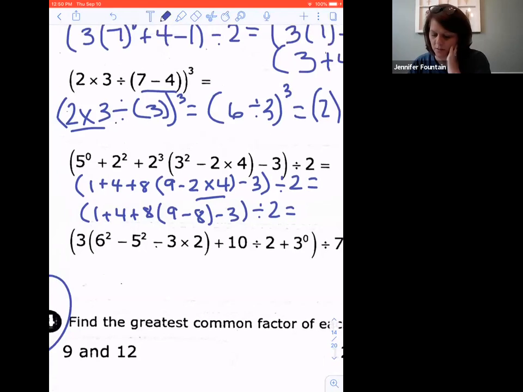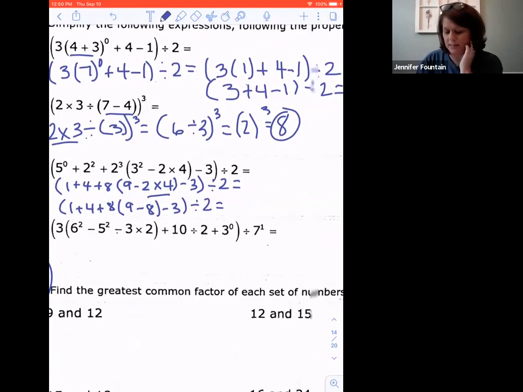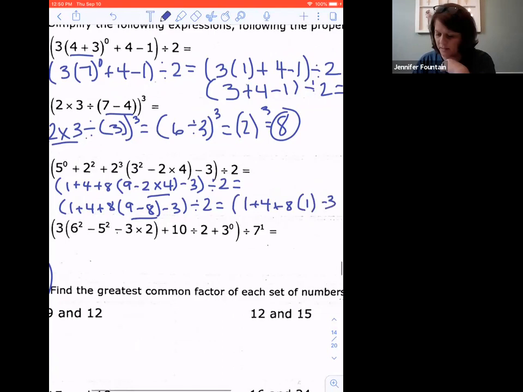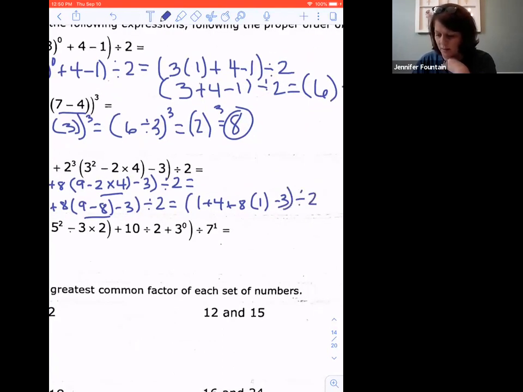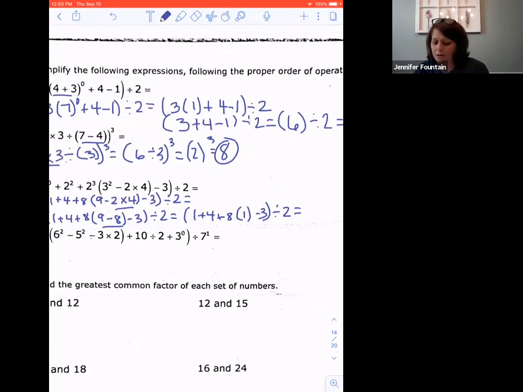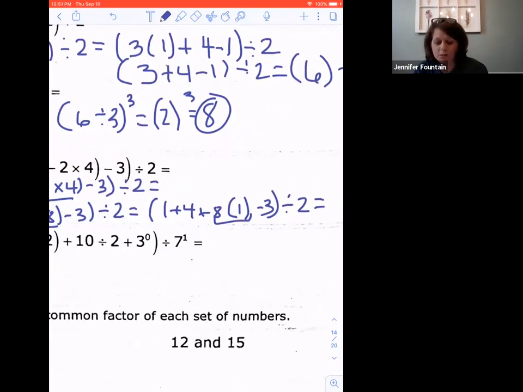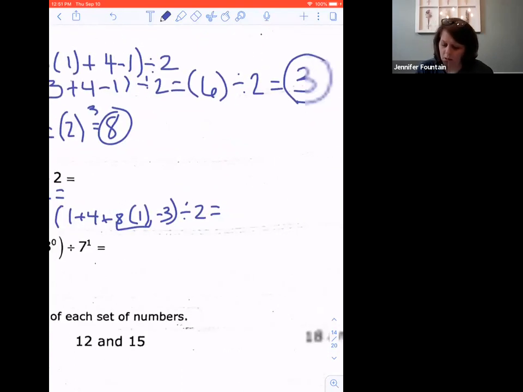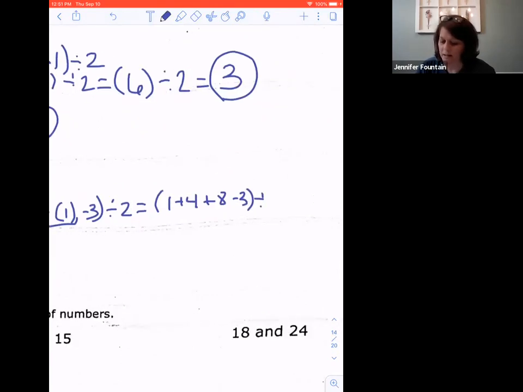Okay, we're going to keep on going. So inside those parentheses, I have 9 minus 8, so that's going to be 1. So I'm going to have 1 plus 4 plus 8 times 1 minus 3 in my parentheses, divided by 2. All righty. So what I'm going to have to do here is I see that I've got multiplication of 8 times 1, so that's just going to be 8. So I've got 1 plus 4 plus 8 minus 3 divided by 2.